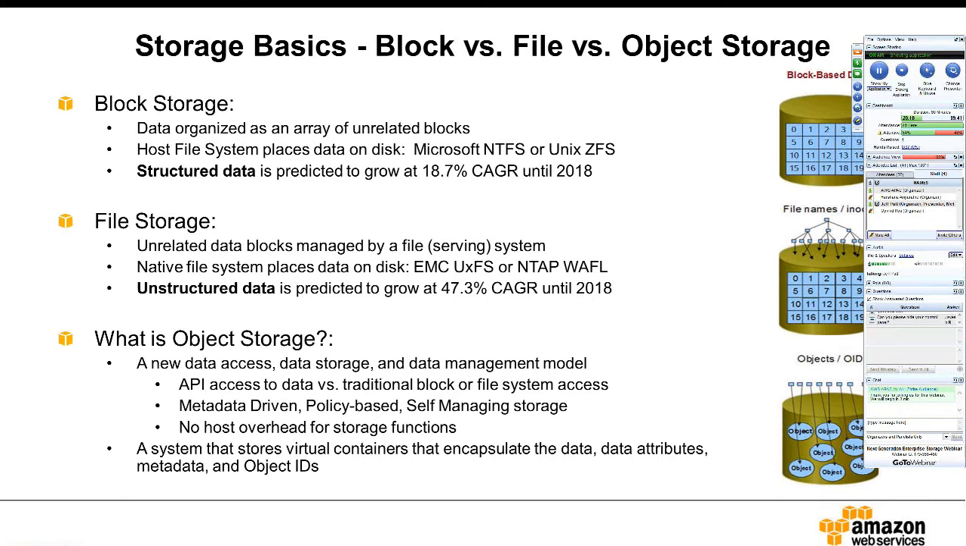File storage is unrelated data blocks. A native file system places that data on the disk, and this is an area of large growth for a lot of customers. We're seeing forecasts up to 47.3% compound annual growth rate. I guess the new emerging storage model is object storage. Typically, object storage isn't managed by a file system, it's self-managing. And rather than using a file system to access the storage, typically you use APIs to the data. That means it can be very performant and also scales very, very well because you have no host overhead for storage functions.